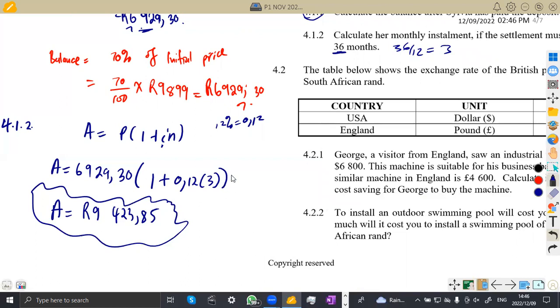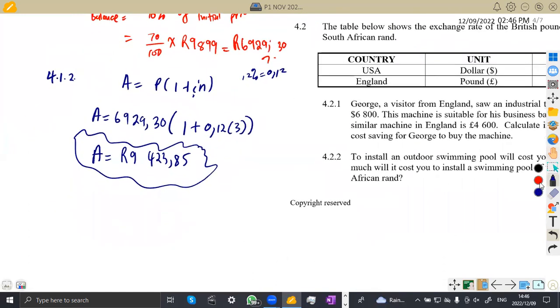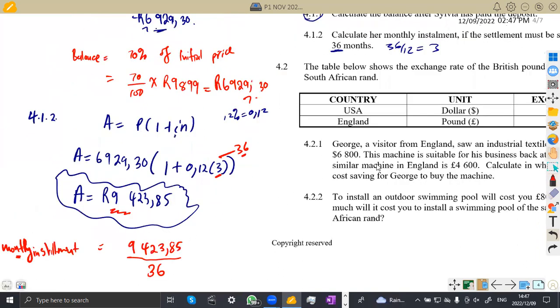So now the monthly installment, we are going to consider this amount. All right, let me write here. Our monthly installment is going to be composed of 2 things here. We have the monthly installment, which is going to be the amount to be paid, 9,423.85. But it's paid within 3 years, which is within 36 months. So since it is monthly installment, you divide by the number of months, which is 36.